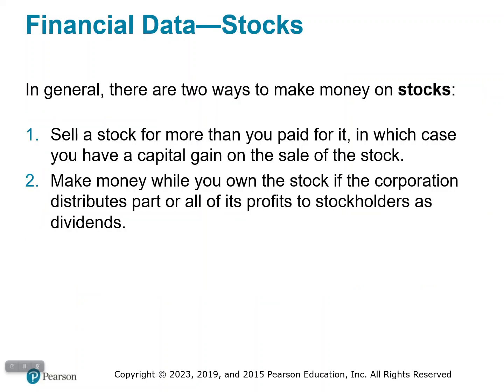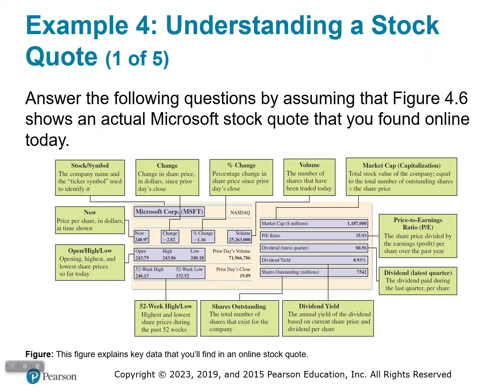All right. In general, there are two ways to make money on stocks. Sell a stock for more than you paid for it, right? So you have a capital gain. You made money. Or you can make money while you own the stock if the corporation distributes part or all of its profits to stockholders as dividends. So if you get dividends, you can make money on stocks before you sell them.